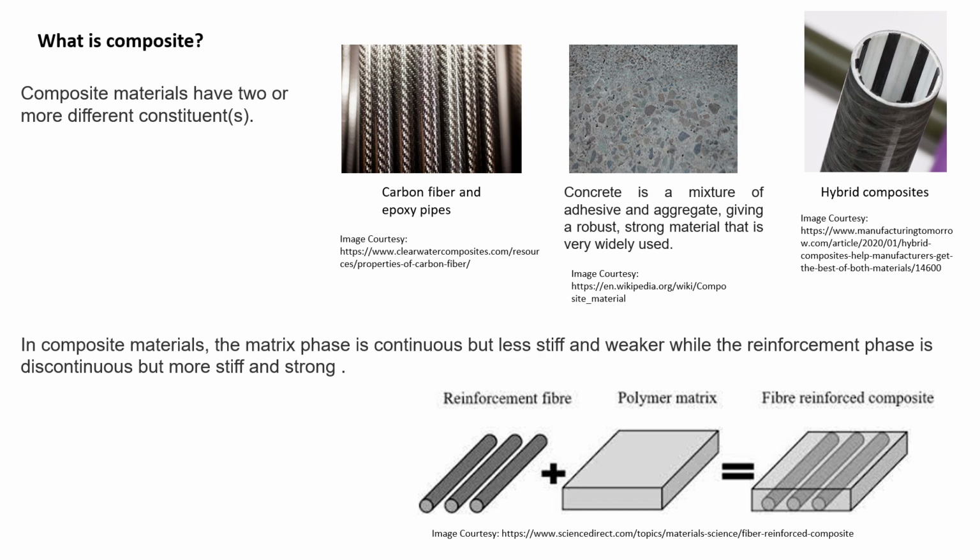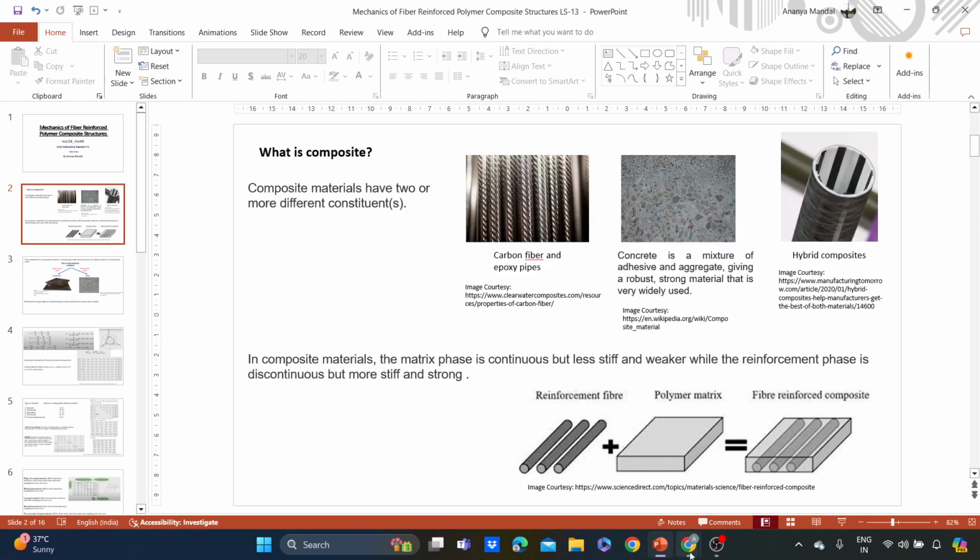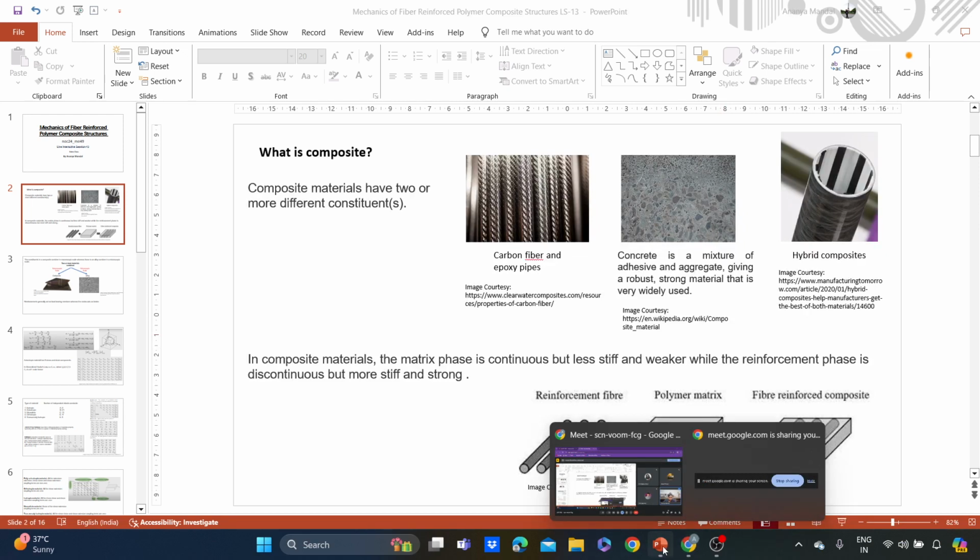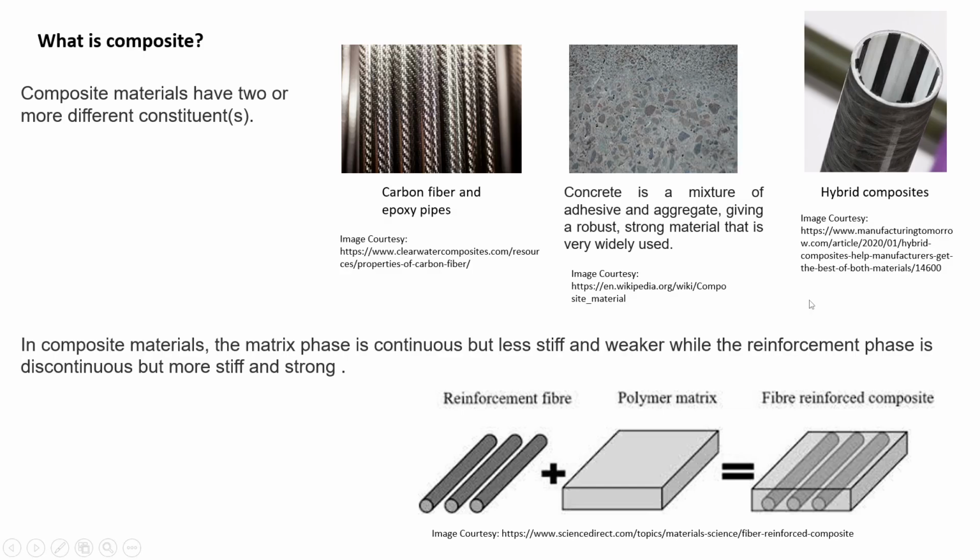So composite materials have two or more different constituents, for example, carbon fiber and epoxy pipes where they have carbon fiber and epoxy. Concrete is a mixture of adhesive and aggregate giving a strong material that is very widely used, or hybrid composites.